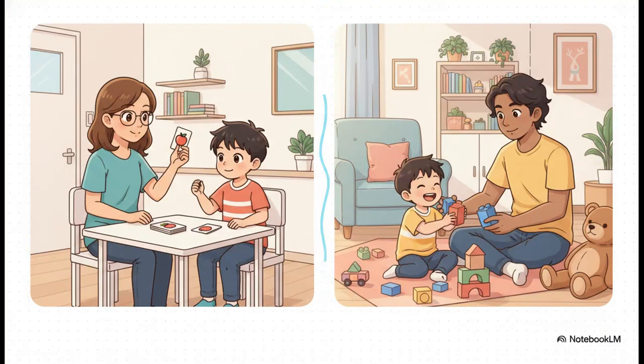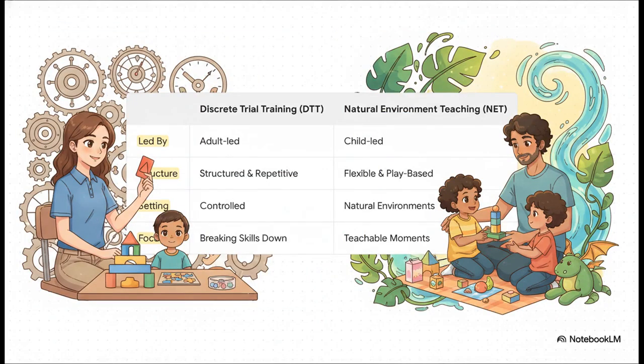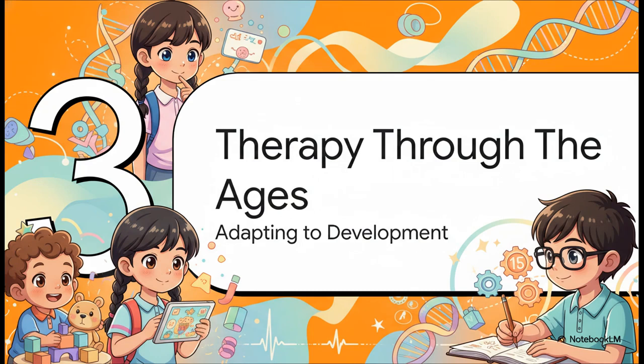And this brings us to the two main ways that teaching happens in ABA. They're both really effective, but they're used for different things and in different ways. So on one side, you have discrete trial training, or DTT. This is more like a structured lesson, very focused, often at a table. You break a skill down into tiny parts and practice it. Then on the other side, you have natural environment teaching, or NET. This is way more flexible and play-based. The therapist just joins the child in whatever they're doing, playing with cars, eating a snack, and turns those moments into learning opportunities.